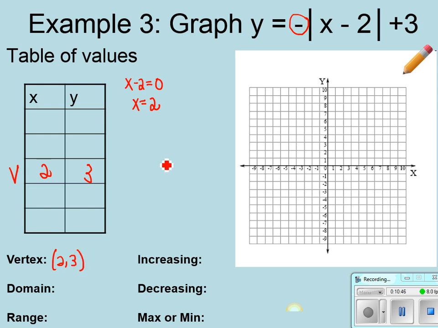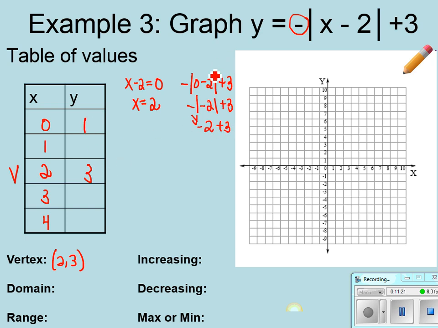All right, now we're going to find values that are less than the 2 and greater than the 2. So 0, we're going to plug 0 into our equation here. 0 minus 2 is negative 2. Bring down the negative, bring down the 3. Absolute value of negative 2 is a positive 2. Bring down the negative, and negative 2 plus 3 is 1.